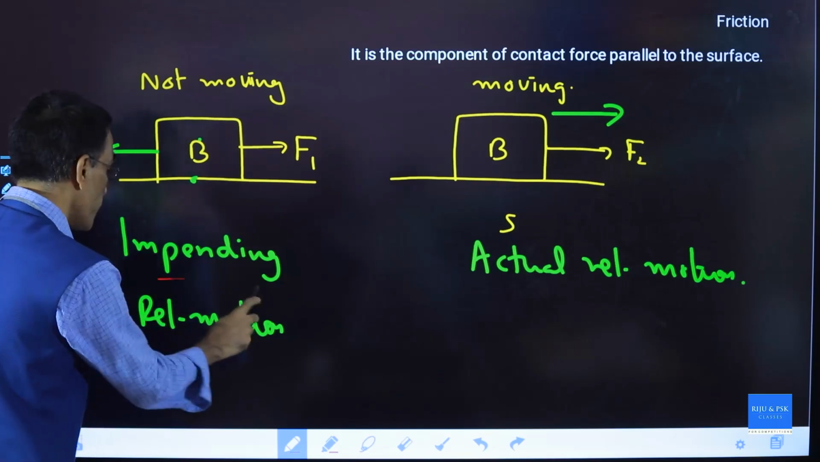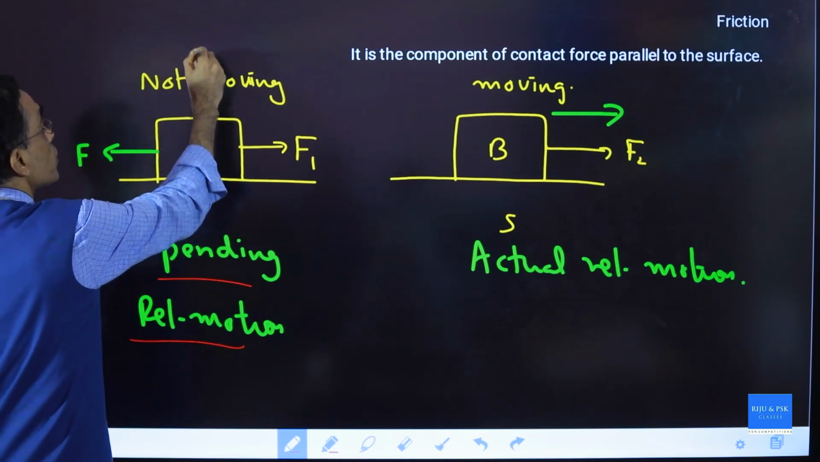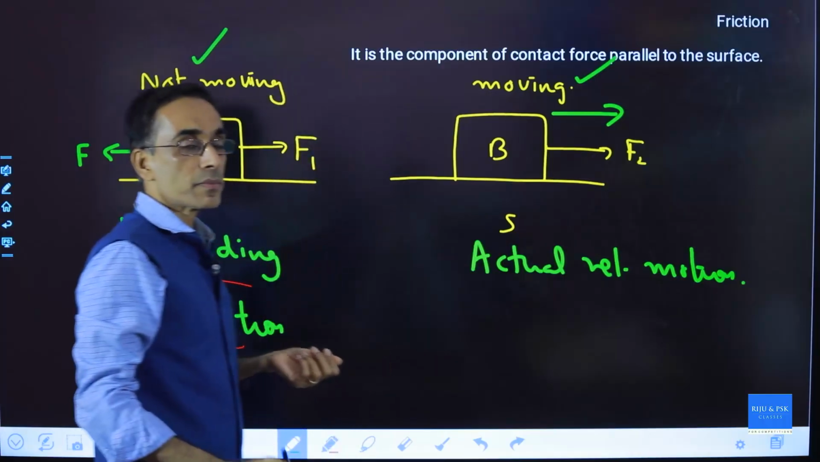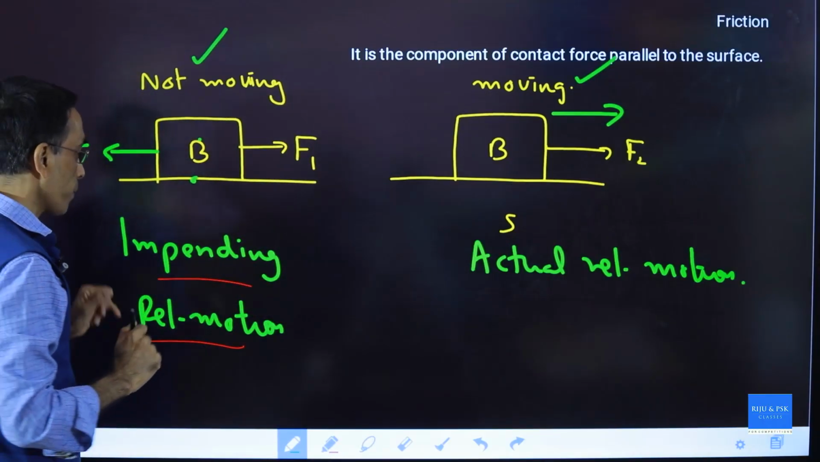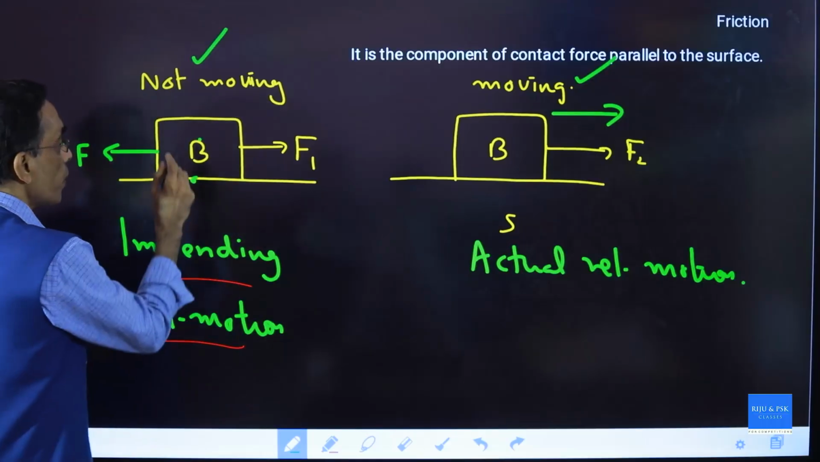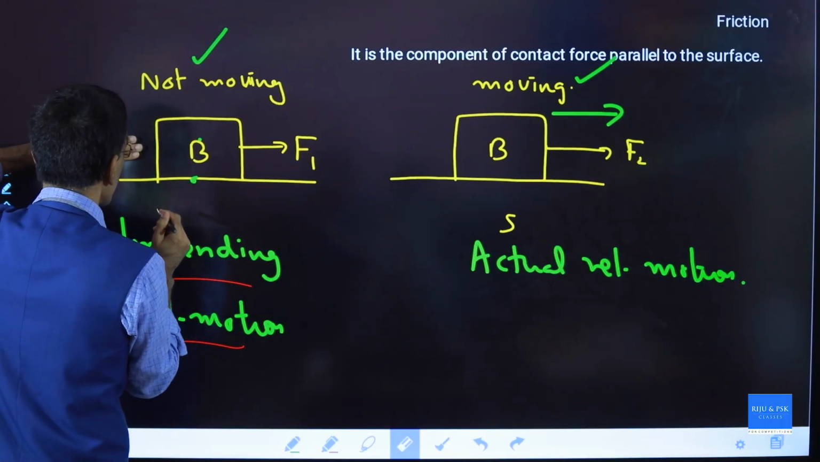When is it called impending relative motion? When the body is not moving. When is it called actual relative motion? When the body is moving. This is called friction. Okay, I will tell you the direction of that one. What is the direction? It is opposing. Okay, so forget about this thing.